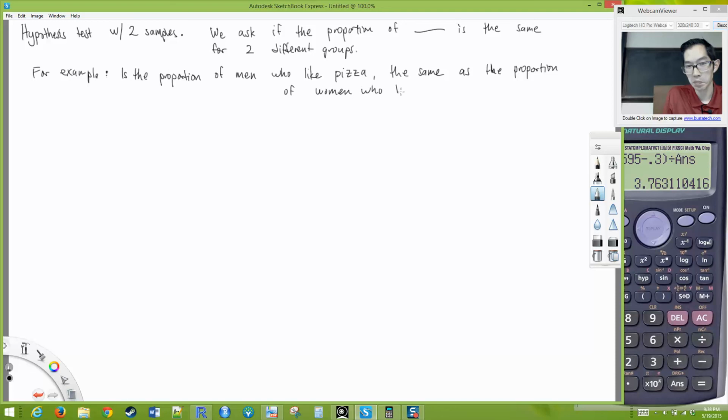What do you think? Yes? No? I don't know. It's hard to say, right? Is the proportion of men who like pizza the same as the proportion of women who like pizza? Just curious, what kind of data are we looking at here? Are we looking at numeric data, categorical data? Categorical data, right? Because we're asking, are you a man or are you a woman? Do you like pizza or not? Those are all categorical questions. So in essence, we're asking, are these two categorical variables independent or not?